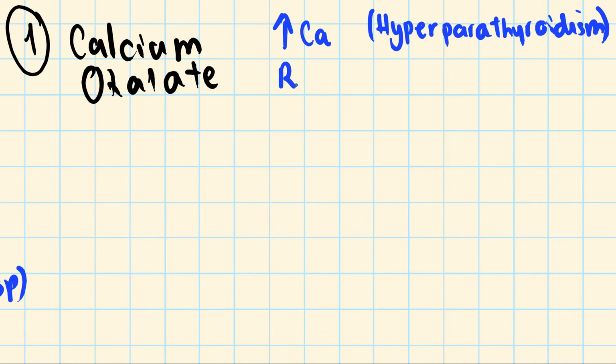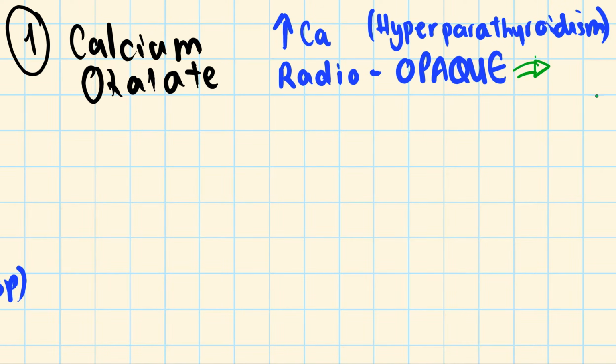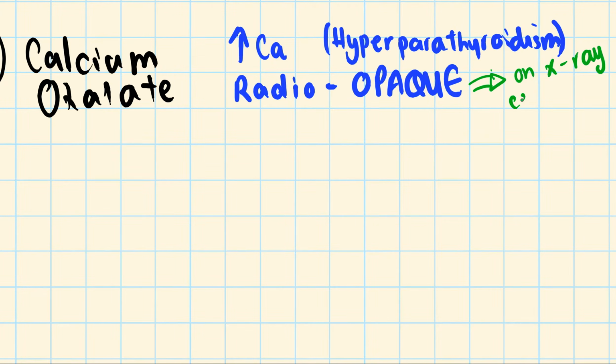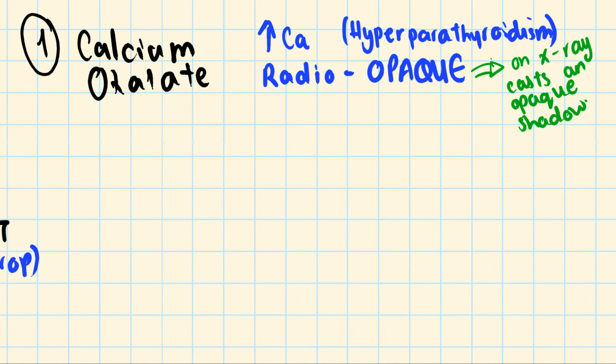Now, what other things? The most important thing to know is that calcium elevation in the serum doesn't actually increase the risk for the calcium oxalate stone. What increases the risk for the stone is increased levels of calcium in the urine. Okay? You need to know it's radio opaque. That means that on X-ray, it will cast a shadow that looks opaque, okay? And that's important because some of these stones are radiolucent, meaning that they won't show up on the X-ray as a shadow.